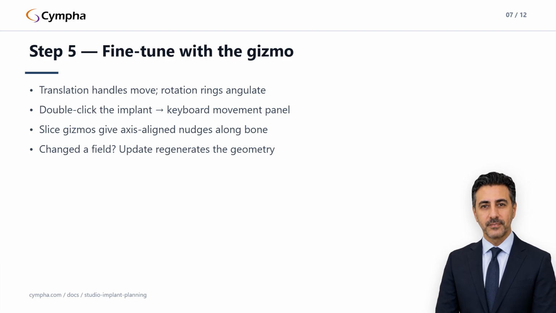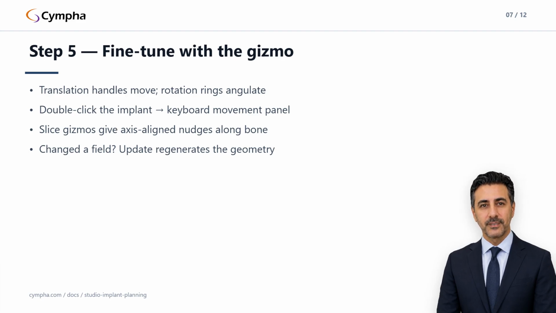When the plan is done, you have two save destinations. Export local downloads an implant plan file to your computer. Remember, it's XML metadata, not mesh blobs, so it's small and human readable. Send it by email, drop it into a Cympha case, or hand it to the desktop software.